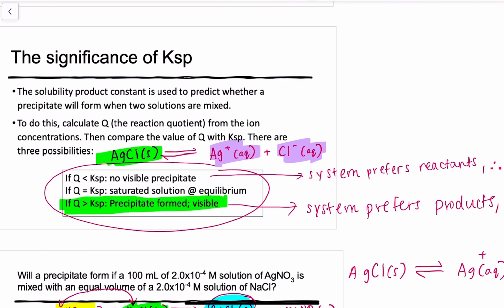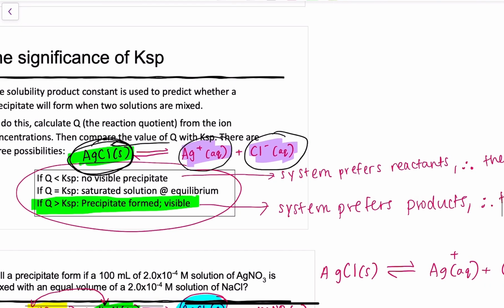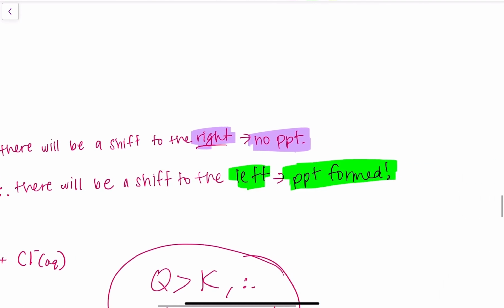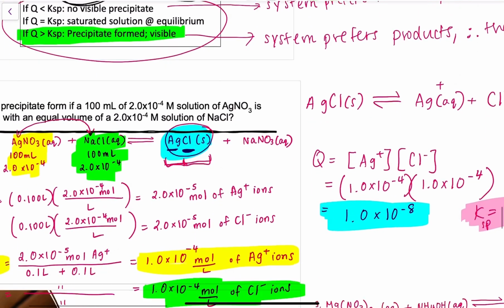And that's because if Q is greater than KSP, we know that the products are preferred. And because there are more products, there will be a shift towards the left of your reaction. So it will shift to the left to balance out, to reach equilibrium, and therefore a solid precipitate will be formed. The system prefers the products, therefore there is a shift to the left and a precipitate is formed.